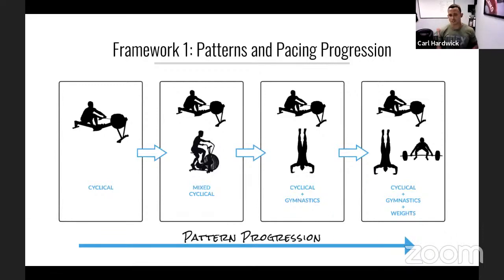So now we go to cyclical plus gymnastics. An idea here is, each set 4 times, you're going to go 15 calories on the rower.